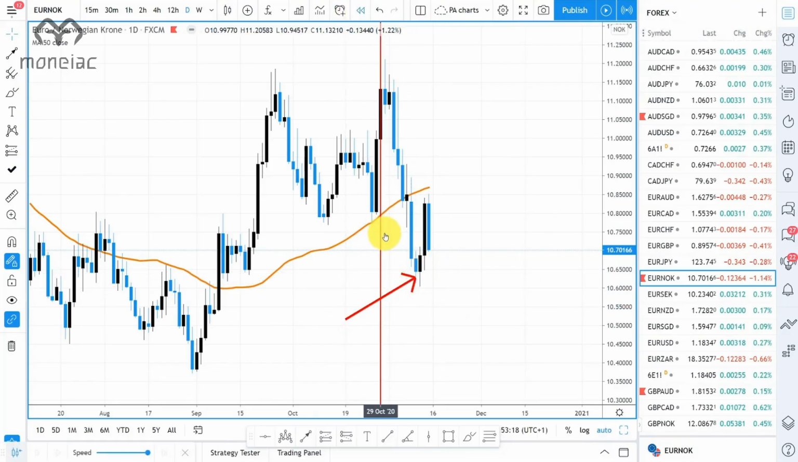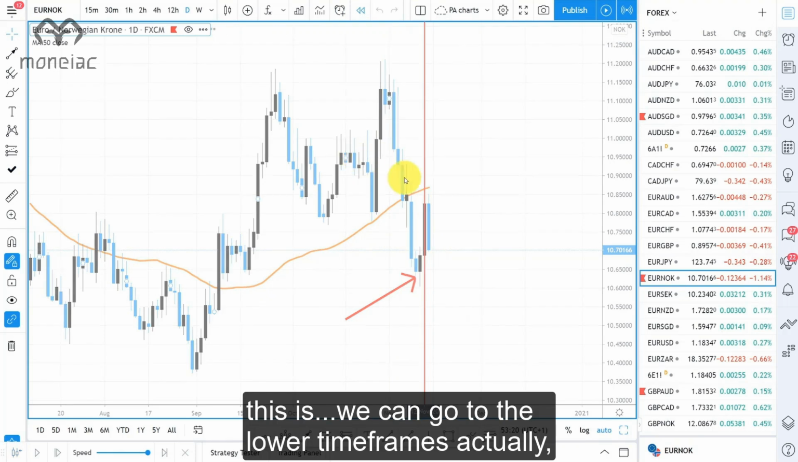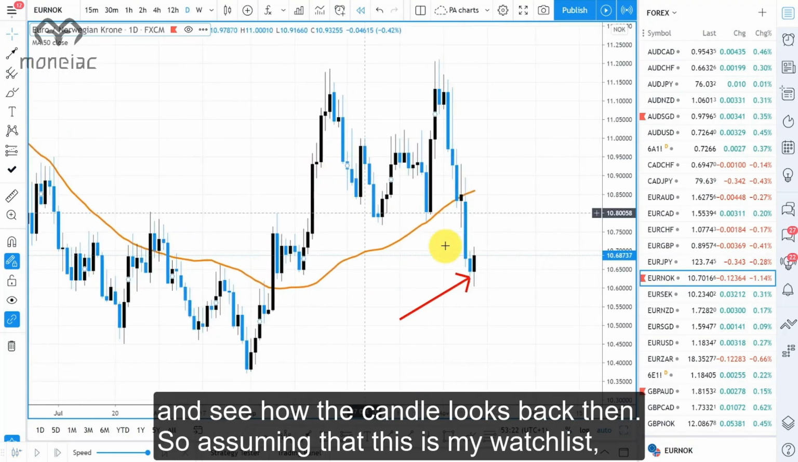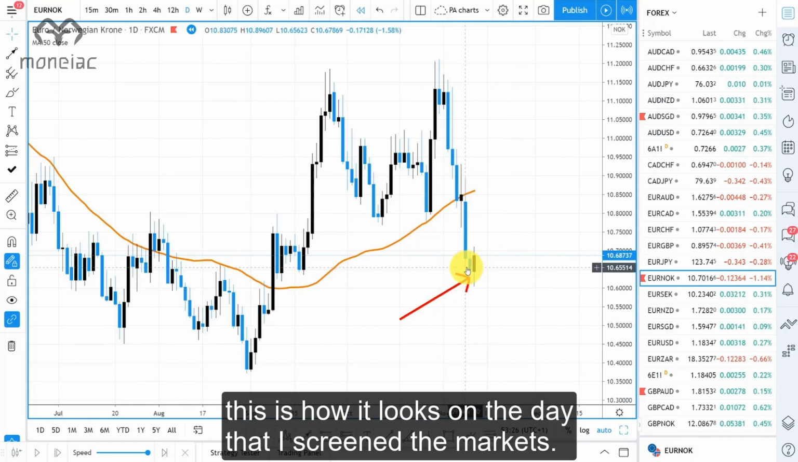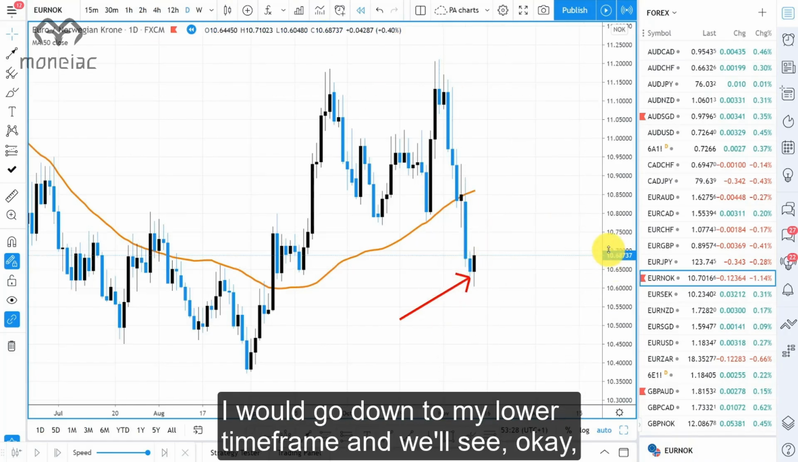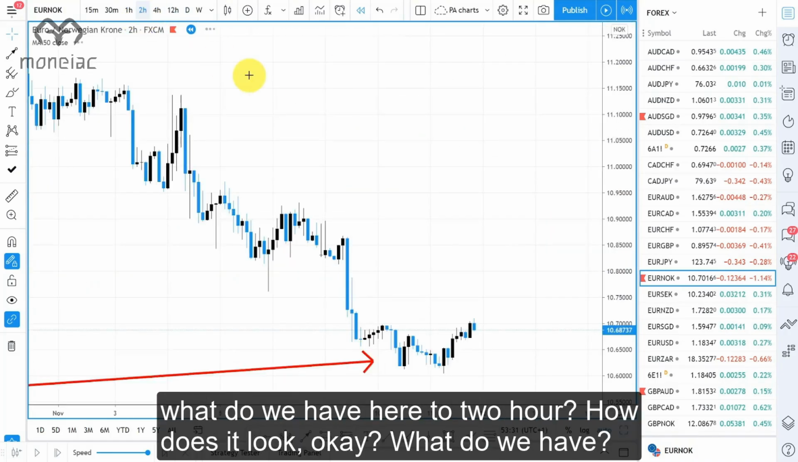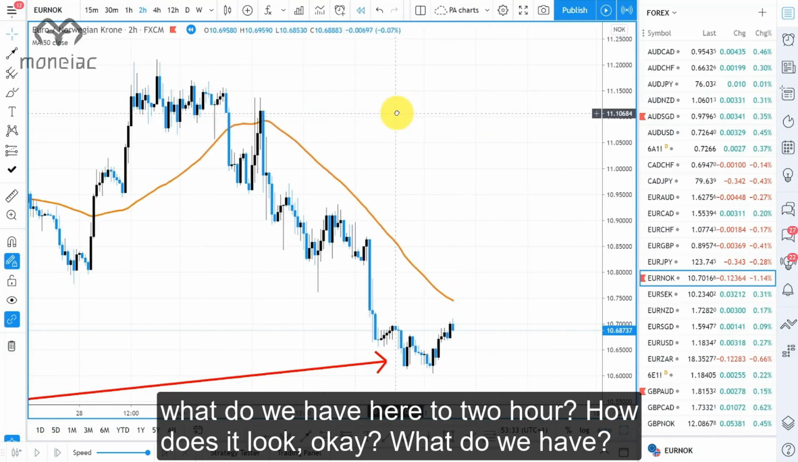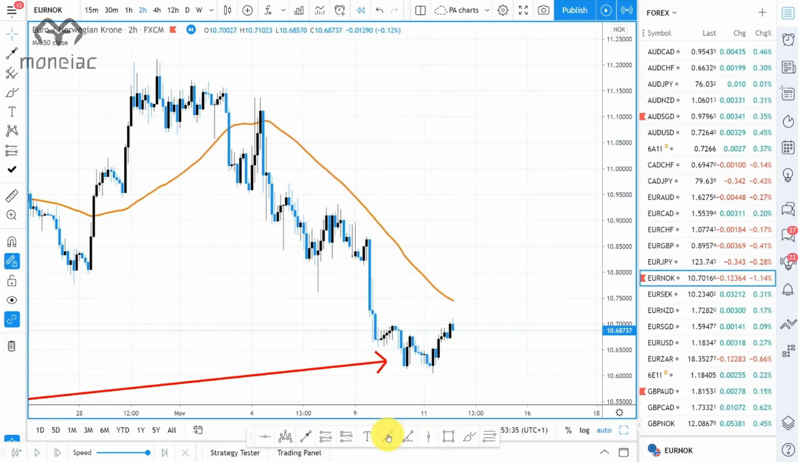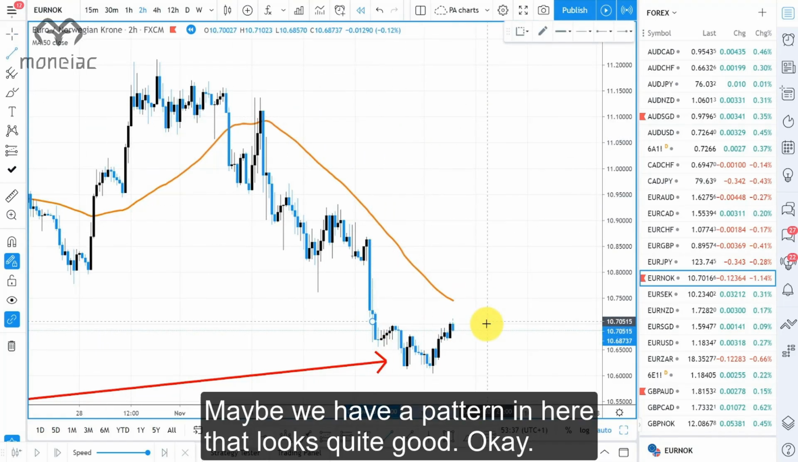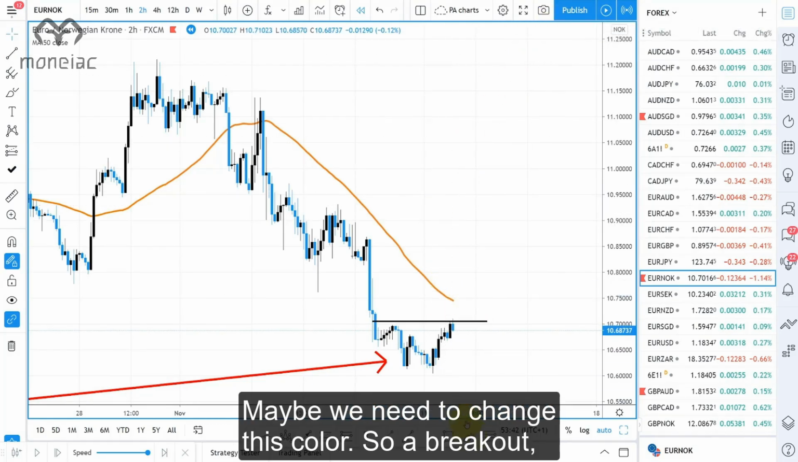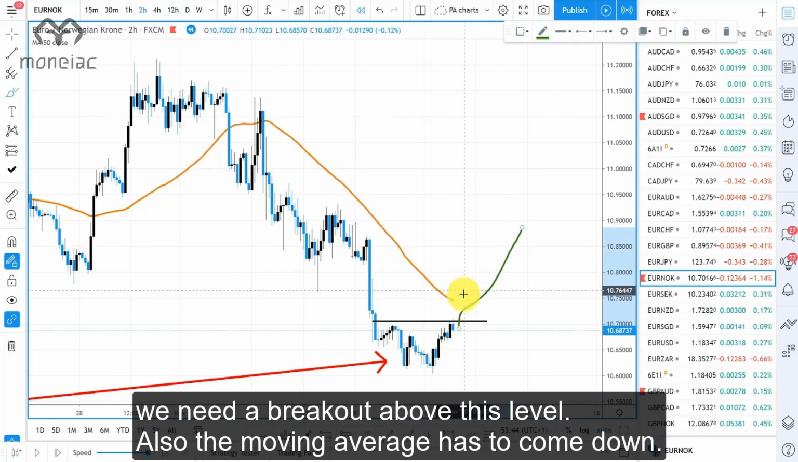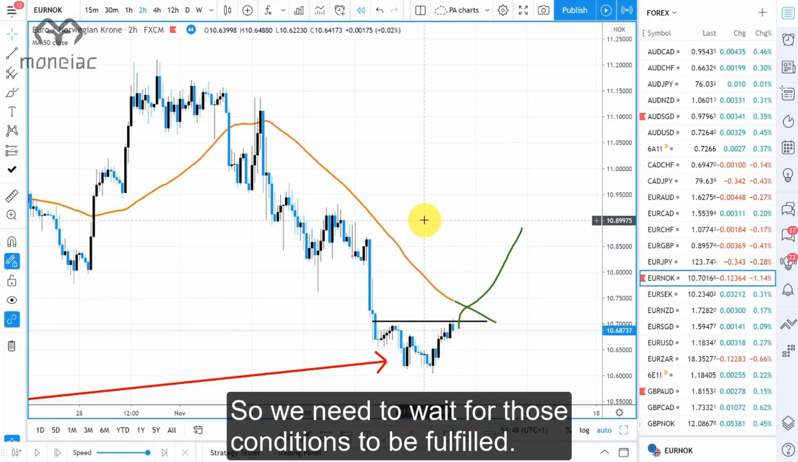And in TradingView, we can actually go to the lower time frames and see how the candle looked back then. So assuming that this is my watch list, this is how it looks on the day that I screen the markets. I will then go to my lower time frame and see, okay, what do we have here? The 2 hour, how does it look? Maybe we have a pattern in here. That looks quite good. Okay, maybe we need to change this color. So a breakout, we need a breakout above this level. Also, the moving average has to come down. So we need to wait for those conditions to be fulfilled.